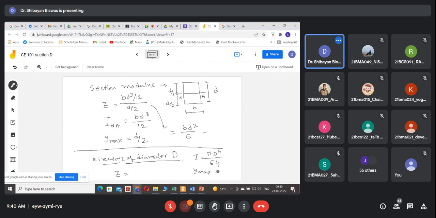What is y max? D by 2. What is the sectional modulus then? Pi d cube by 32. Very good. So pi d cube by 32 is the section modulus for a circular section of diameter d. It's very simple. We just have to find the moment of inertia about the neutral axis. Neutral axis means central axis. So moment of inertia about the central axis, then the maximum distance, then we can say the section modulus for that particular type of section.